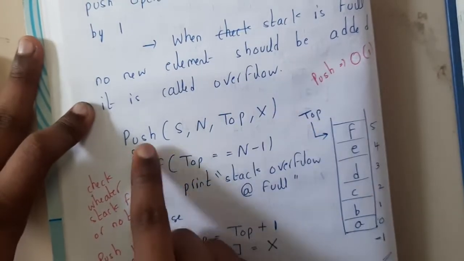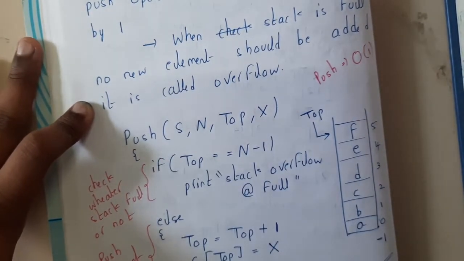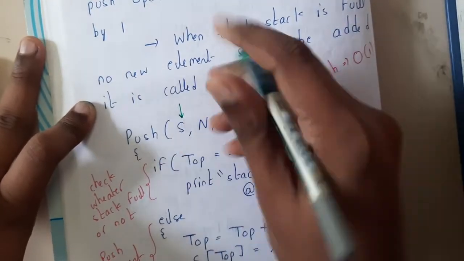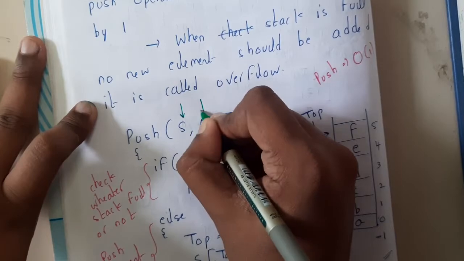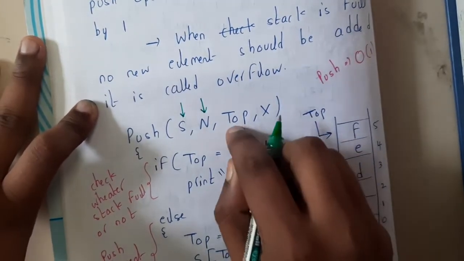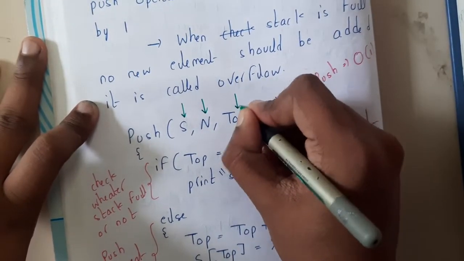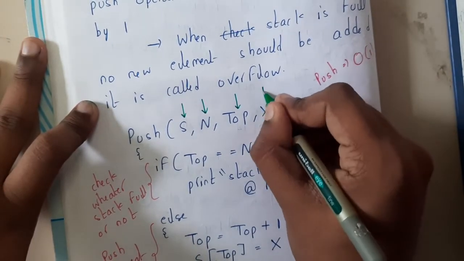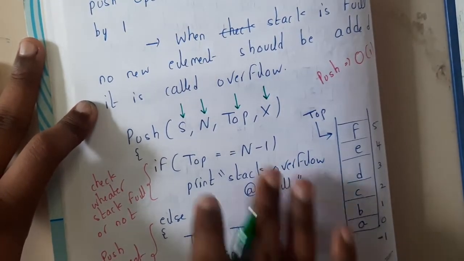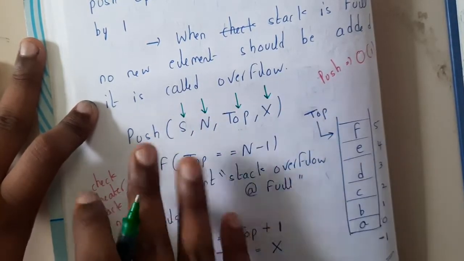We will have a push function. It will take the input: s, which is nothing but our stack, and n, which is the number of elements which could be stored in the stack. Top is the topmost index, so basically at what index it is there. And x is the element which you want to insert. These are the 4 parameters which we are passing to the push.